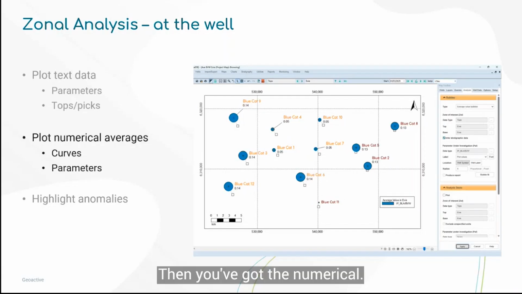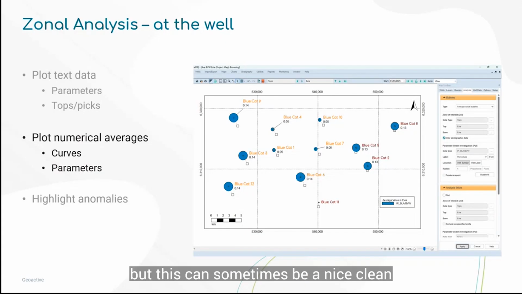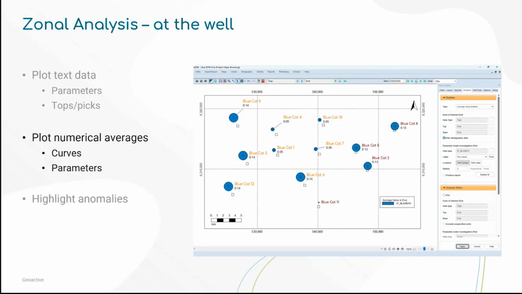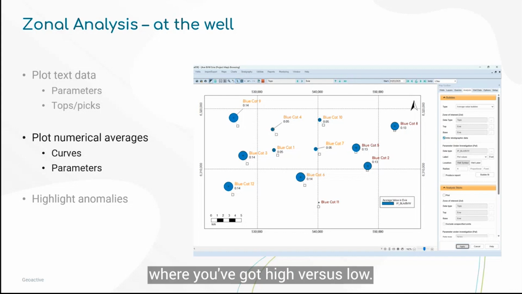Then you've got the numericals. So whether it's a curve or from other parameters, you can build a display of averages. Now you can do this with a grid. Of course, it's going to pick up these same numbers and then plot between, but this can sometimes be a nice clean display: at the data points here are my values, and they're all proportional, so you can see where you've got high versus low. And then I've added labels.